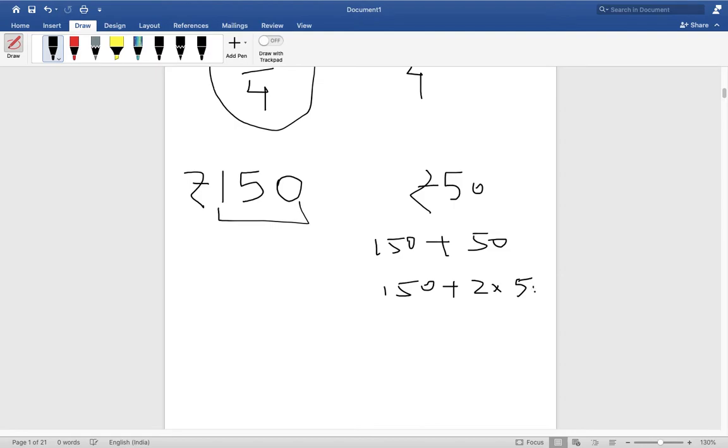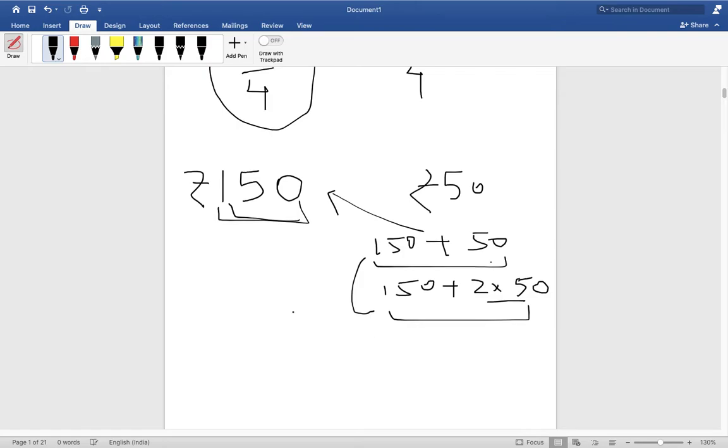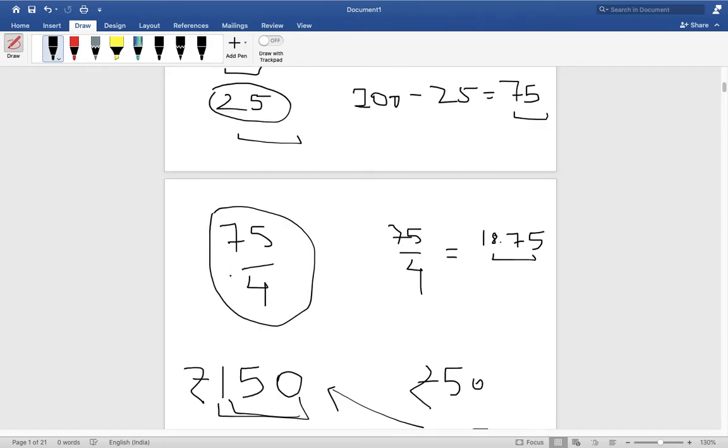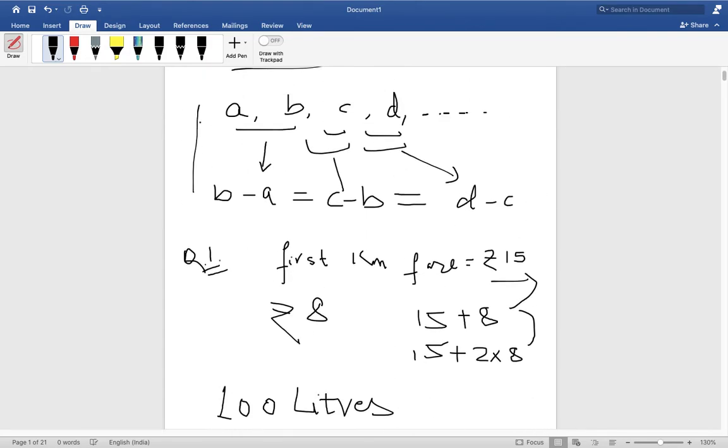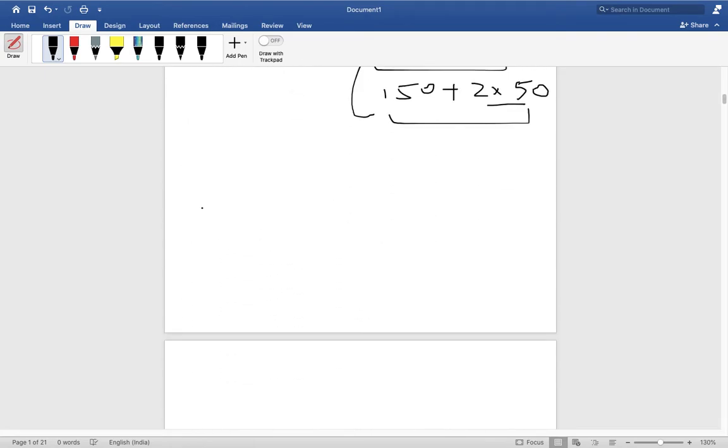So it's an arithmetic progression, of course, because as you can see the difference is always 50. First is 150, second is 150 plus 50, so the difference is 50. And for the second and third, the difference is 100 minus 50, which is again 50. So the common difference is the same, as we discussed earlier. So it is an arithmetic progression. Now let us look at part 4.